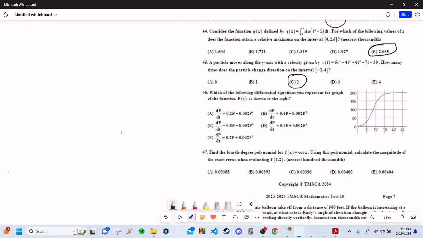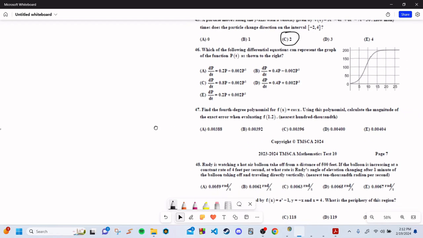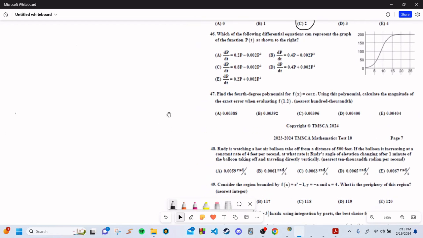So you just want to look at how many times that velocity changes, or how many zeros there are when you graph the velocity. Okay, so moving on to 46. Another calculus question.